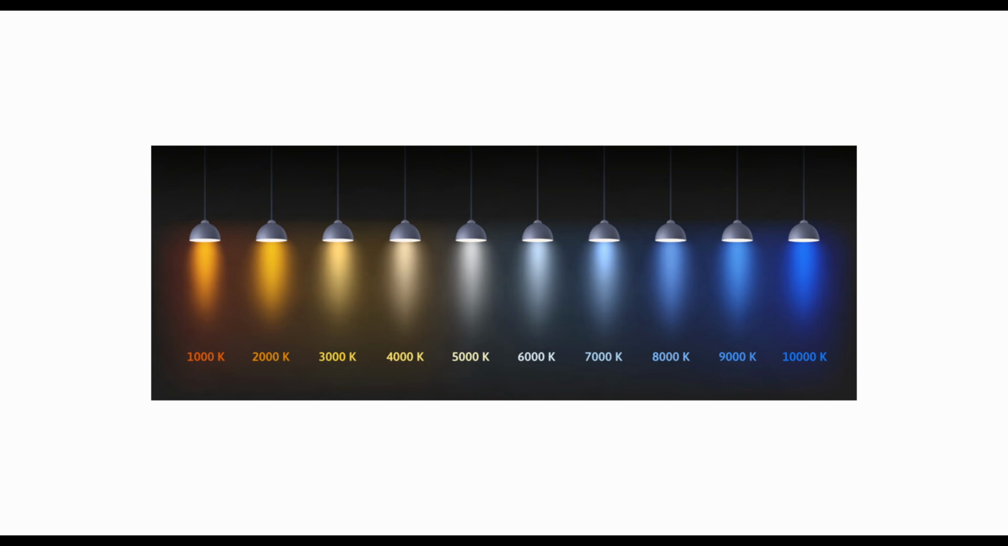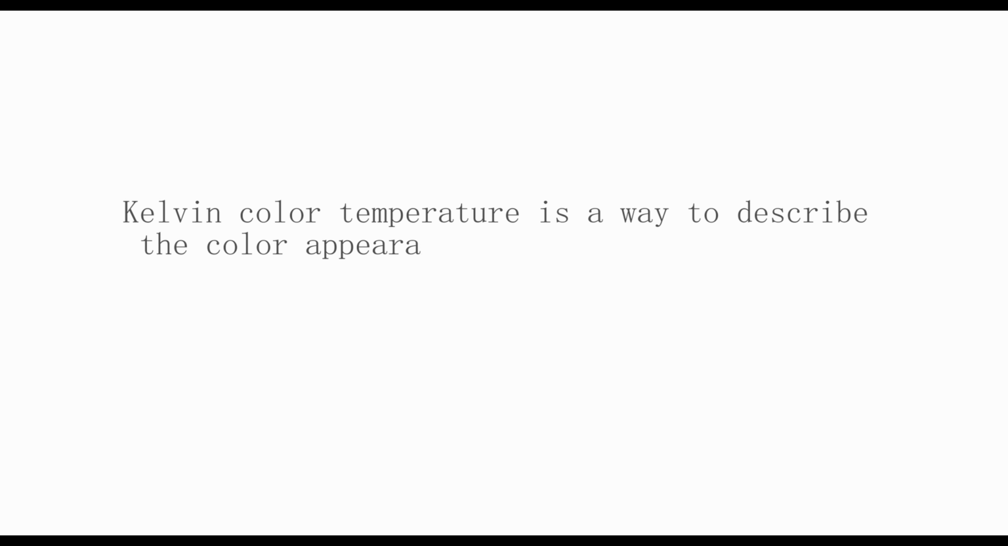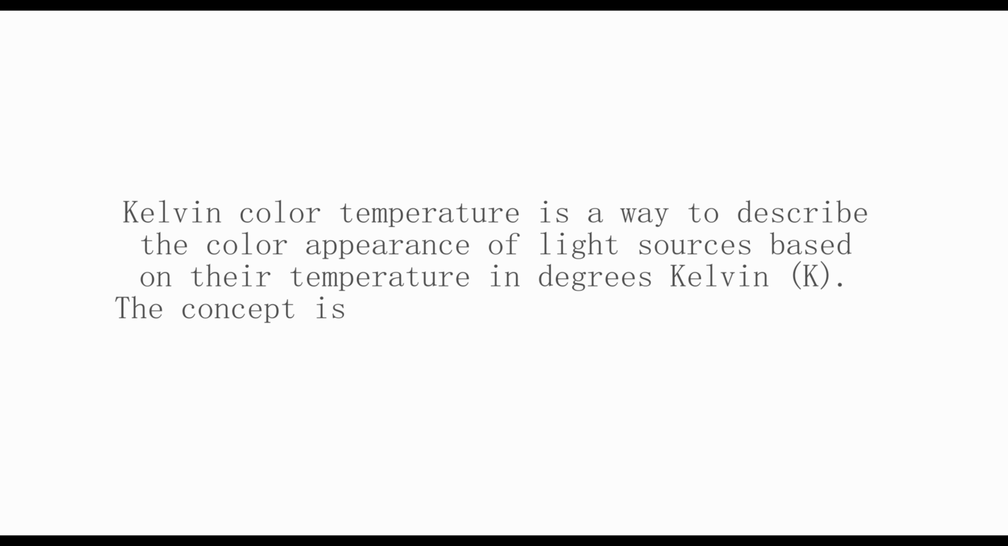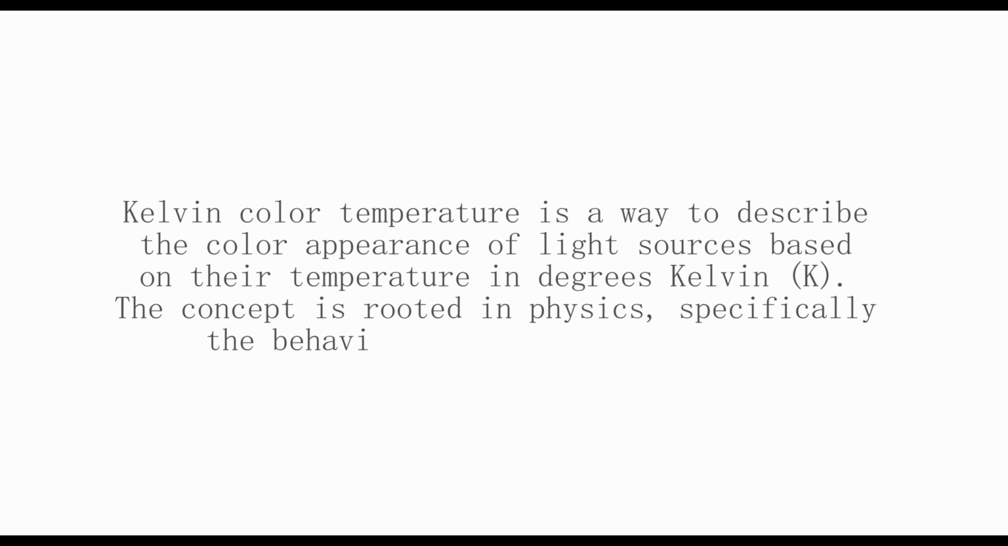But before we get onto the exercise and show you how to change the white balance on your camera, I should probably explain what Kelvin is. Actually, I'm not going to explain it. I'll ask ChatGPT. So ChatGPT says, Kelvin color temperature is a way to describe the color appearance of light sources based on their temperature in degrees Kelvin, K. The concept is rooted in physics, specifically the behavior of black body radiation. Now, I don't think I'm qualified to be talking about black bodies, but I'm definitely qualified to explain why Kelvin is important and how you can adjust the Kelvin color temperature in your camera.